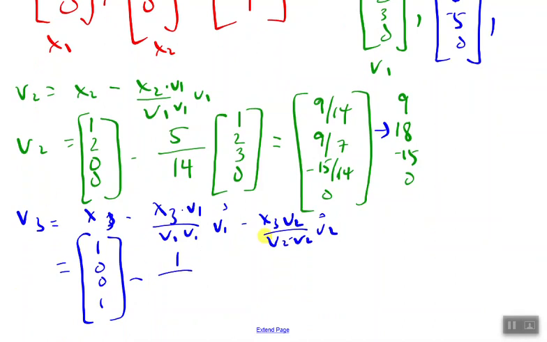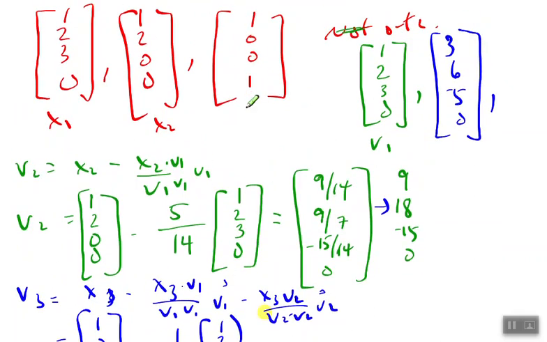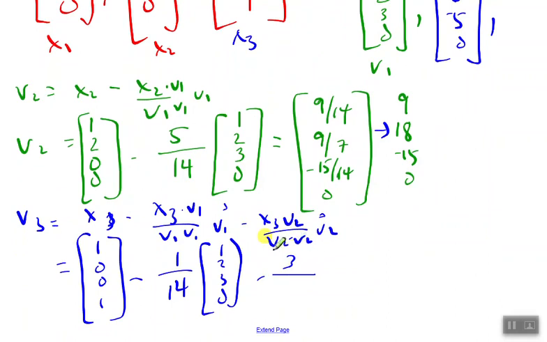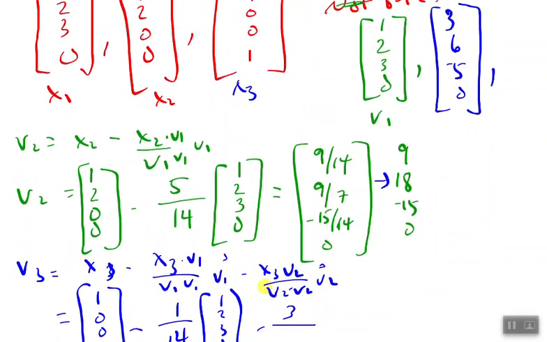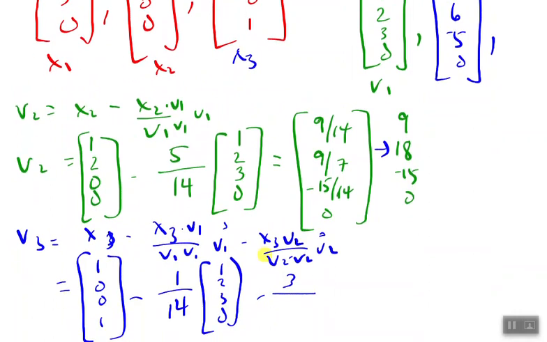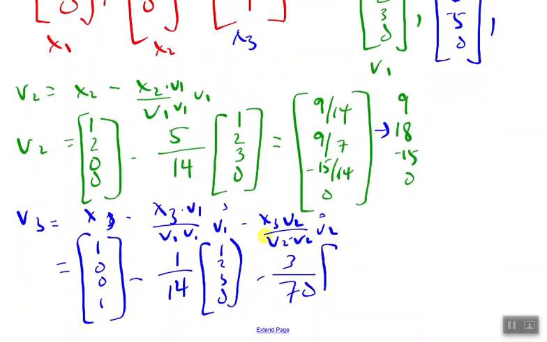And then the magnitude of vector 1 squared is still going to be the same, 14. And vector 1 was 1, 2, 3, 0. Minus x3 · v2, where x3 is up here and vector 2 is going to be 3 plus 0 plus 0. So it's going to give me just 3. And then the magnitude of that second vector squared is, unfortunately, 70. So this is where our calculator is going to come into play. And vector 2 was this 3, 6, -5, and 0.